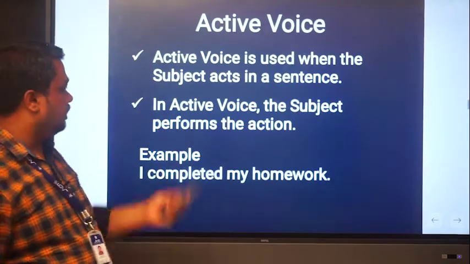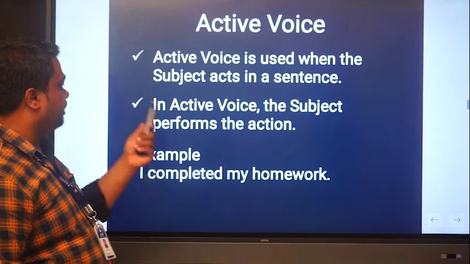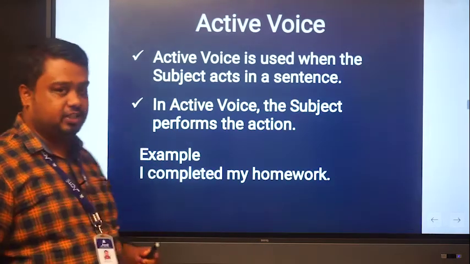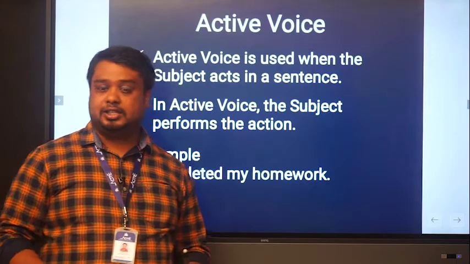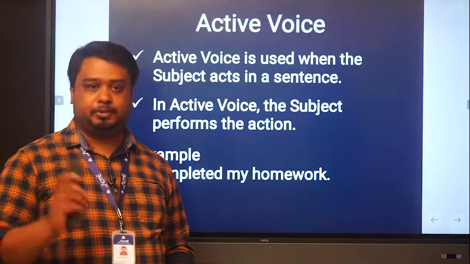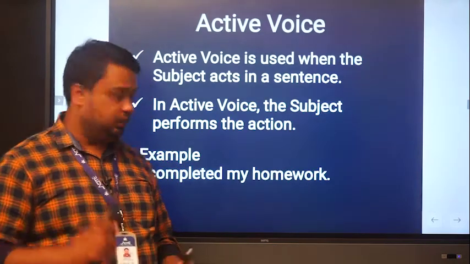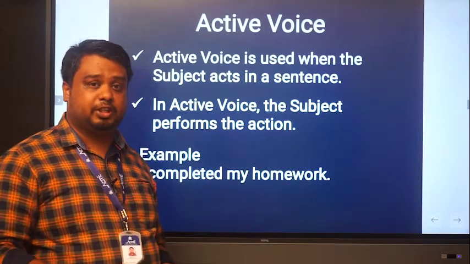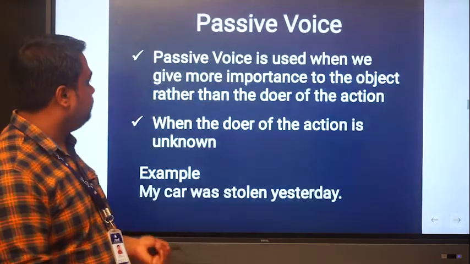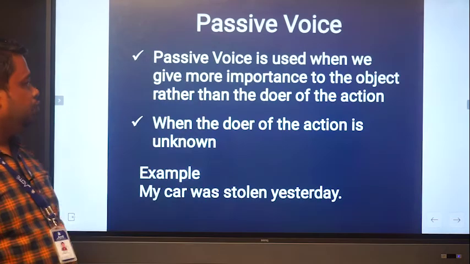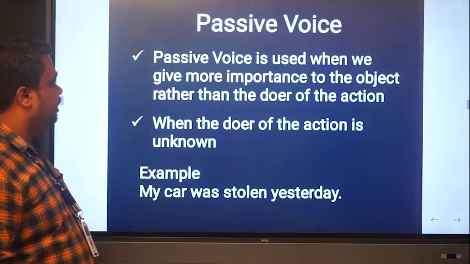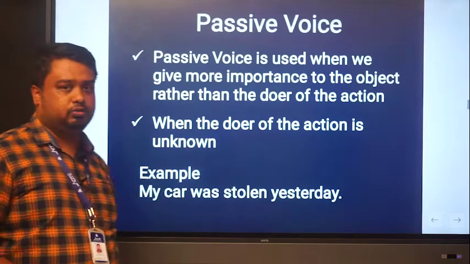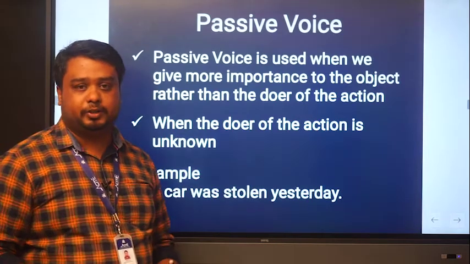Where do we use active voice? Active voice is used when the subject acts in a sentence. In active voice, the subject performs the action. Generally we can say that we give more importance to the subject in active voice. "I completed my homework." Here we give more importance to the subject. What is the subject here? "I." Passive voice is used when we give more importance to the object rather than the doer of the action, or when the doer of the action is unknown. So generally in two situations we use passive voice.